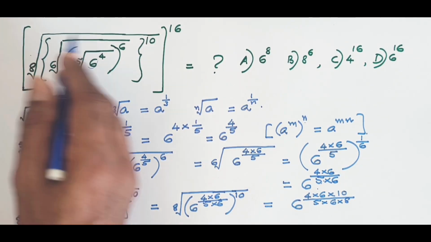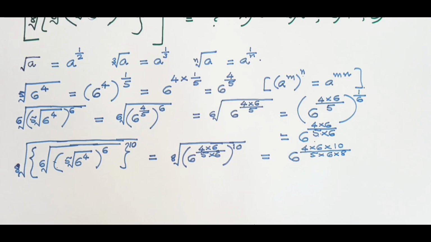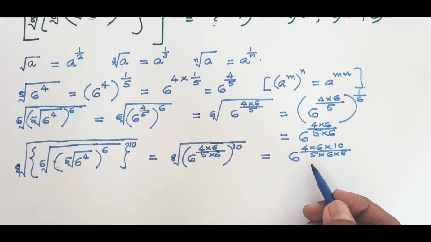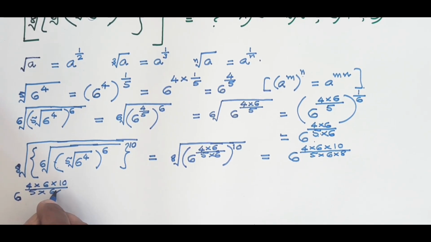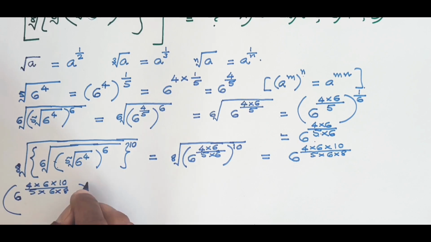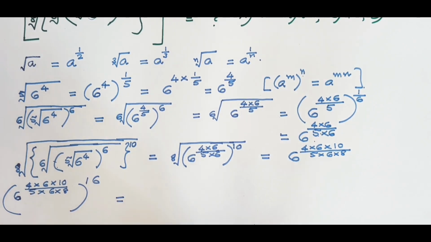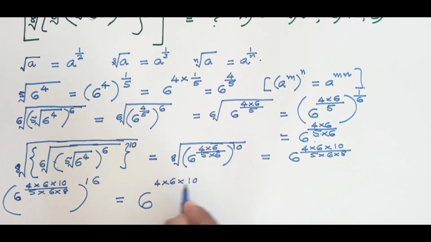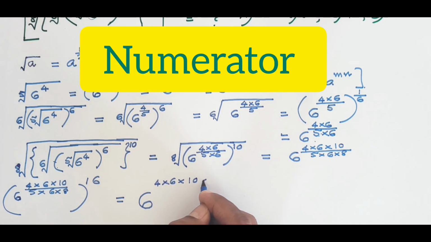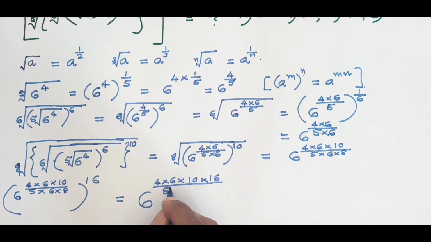I'm not rewriting the whole thing again. The given expression is this thing raised to 16. So what is that? 6, 4, 6, 10 divided by 5, 6, 8, the whole raised to 16. That equals, let me write a big 6 to avoid confusion. Then 4 multiplied by 6 multiplied by 10. This 16 will go in the denominator using the rules I showed you before, and the denominator will be 5, 6, 8. So this is the final answer.